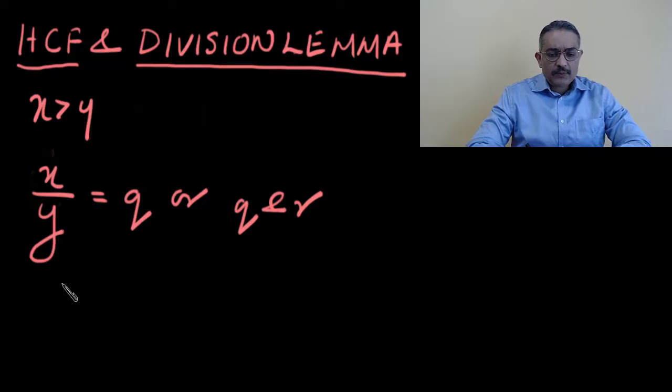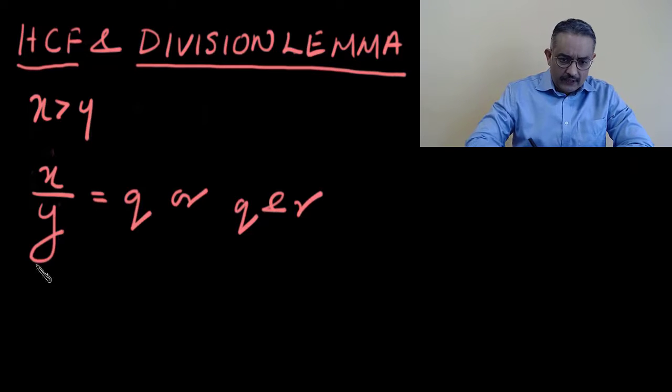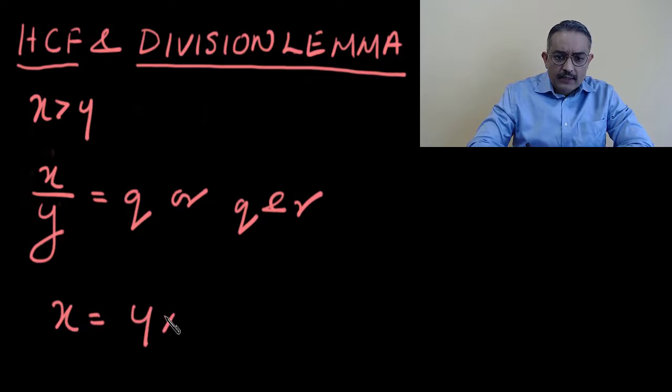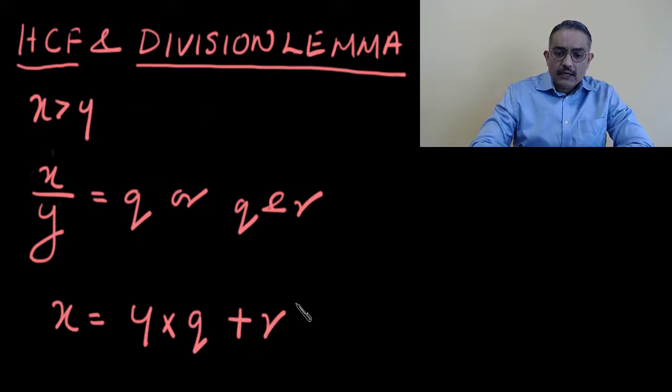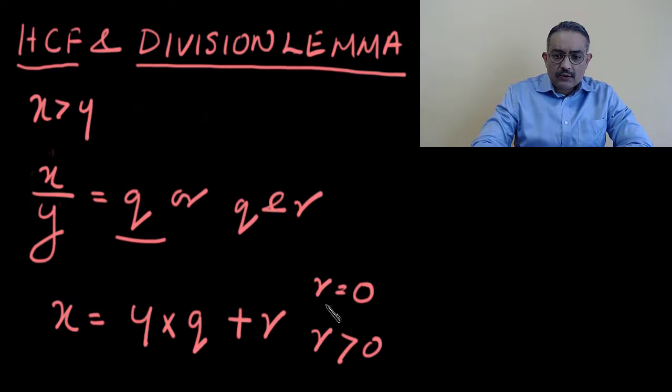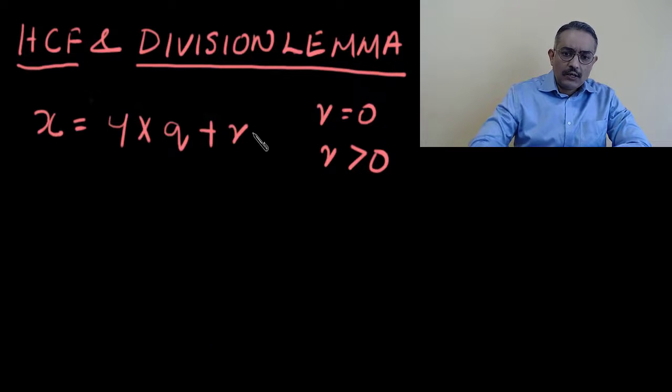Now, how do we represent this as a mathematical equation? Here it is. x is equal to y multiplied by q plus r. Now, there are two possibilities. r could be equal to 0, which is this case, and r is greater than 0, which is this particular case. Now, let us look at the case where r is in fact equal to 0.